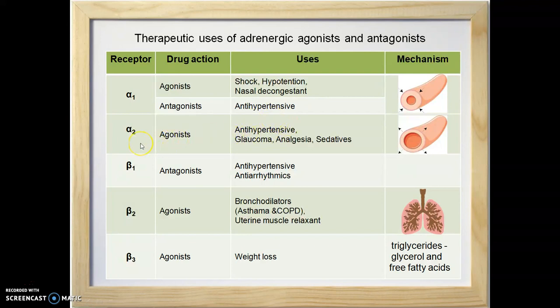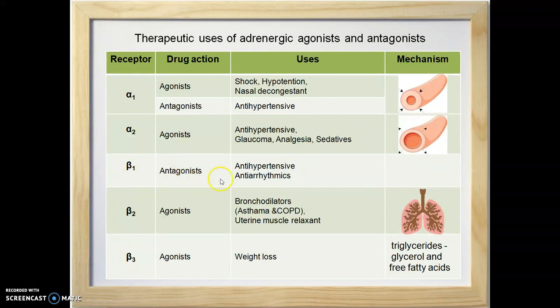because they inhibit norepinephrine release by feedback. They can be also used in glaucoma, since alpha-2 receptors are mainly located in CNS. Agonists are also used as analgesic and sedatives.